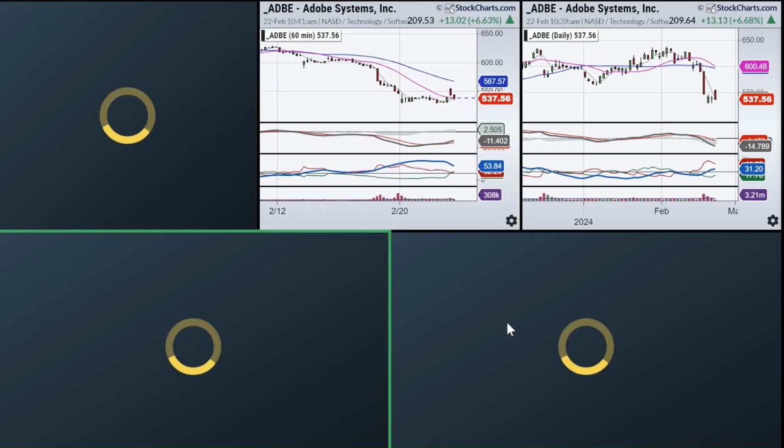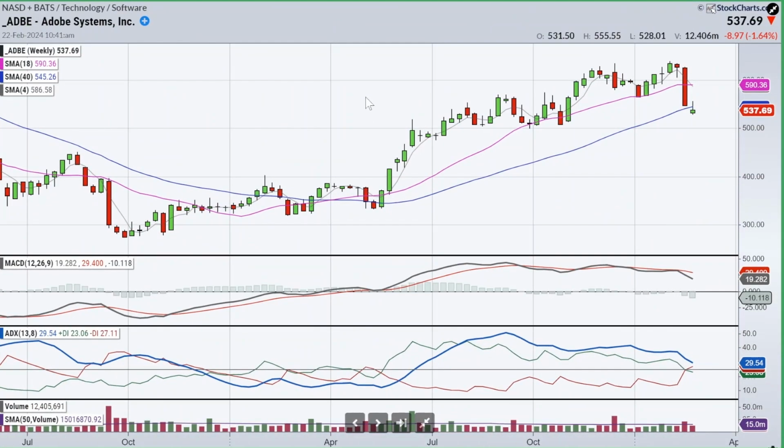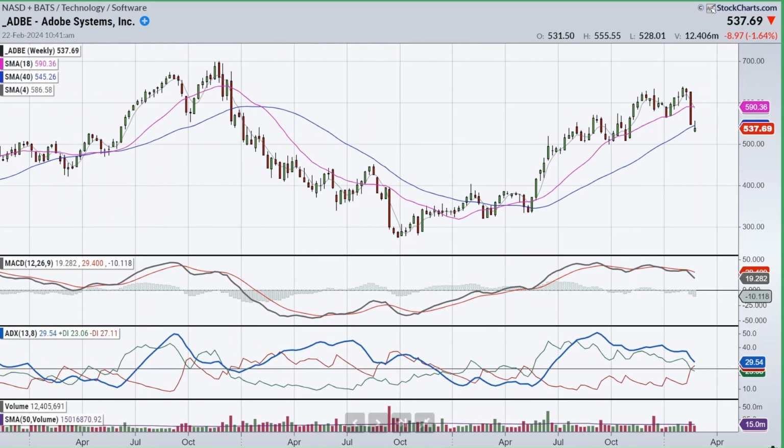Let's take a look at Adobe now. So Adobe actually did break in a violent way, broke its 18-week on its earnings. Now, this had a really nice turnaround. We had a 1-2-3 reversal where we completed the 1-2-3 here right around 400. Early last year, and we've had a good run.